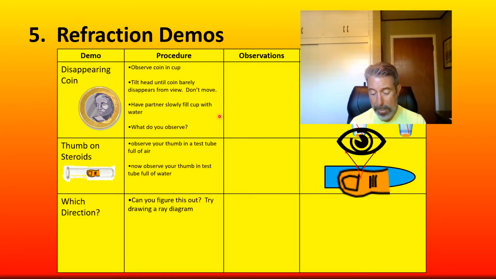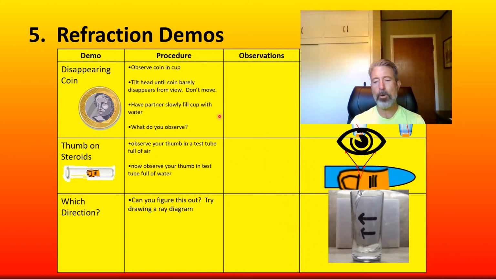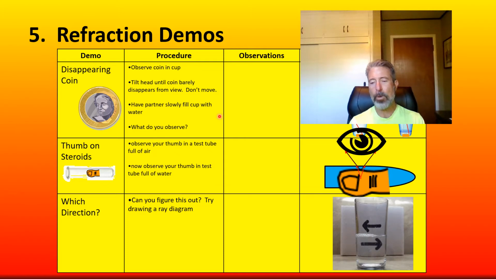So for my last magic trick, I'm not going to tell you. A good magician never reveals his secrets. So this one you've got to figure out on your own, using what you know about refraction in this figure here. We've got a glass full of air, a glass full of water, and see if you can figure out why those arrows seem to reverse in direction.